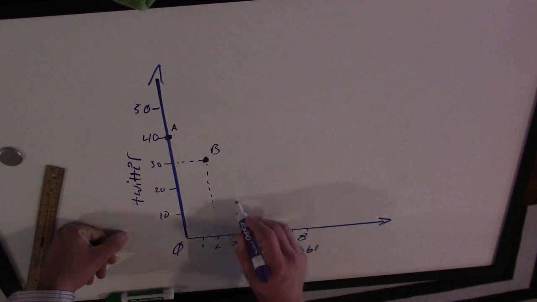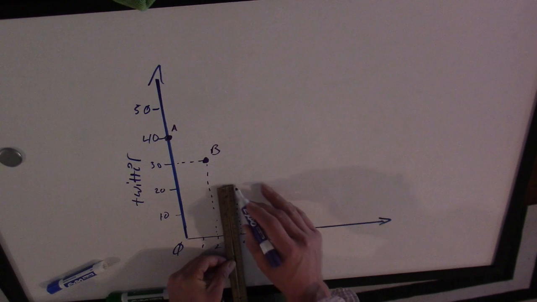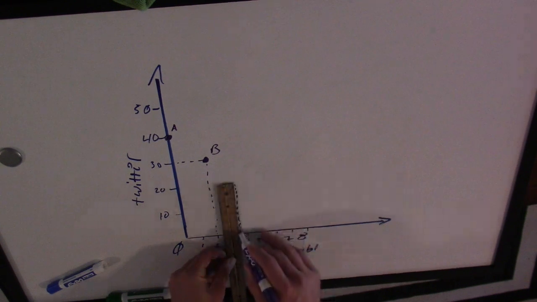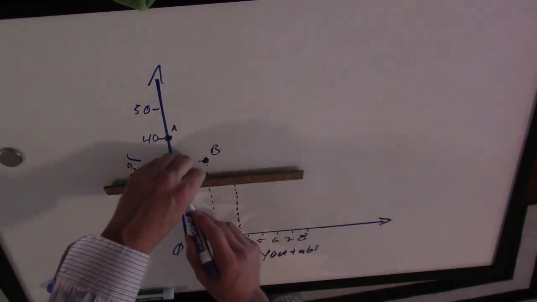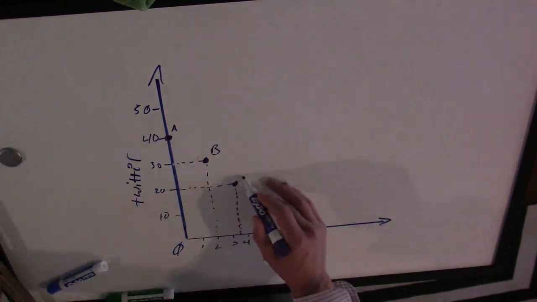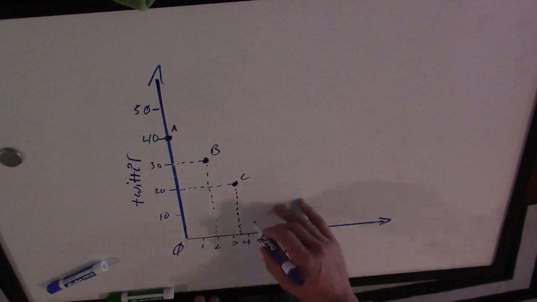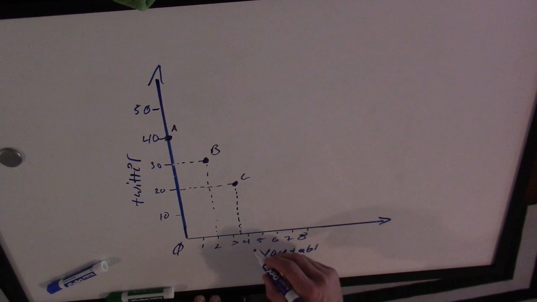That's something that I require when I grade these. Okay, so the next point was at 20 and 3.5. Yep, all right, going to use that ruler now. Okay, so I know that's directly between the two, so I should measure it out to be correct. And boom, there's point C. Now point D, we're going to see a drastic drop off. That is at 0 Twitter, and we create 4 YouTube. So it's right on my horizontal axis. And that will be my point D.